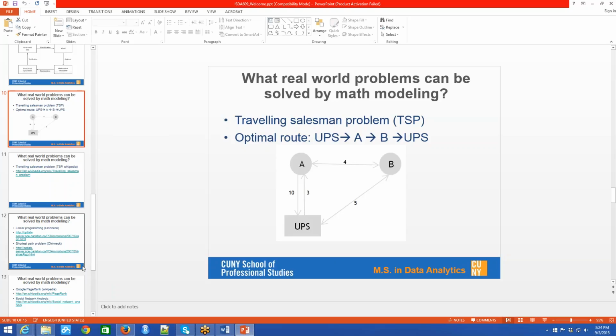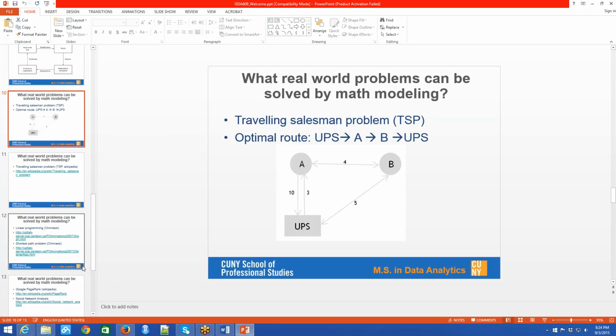In this particular case, it's simple just because it only has two nodes to visit. Suppose that you have more than two nodes. It's really a complicated problem to solve from a mathematics point of view. So let's take a look at this two-node problem. Three nodes, if we think about the origin and destination of the UPS as well.